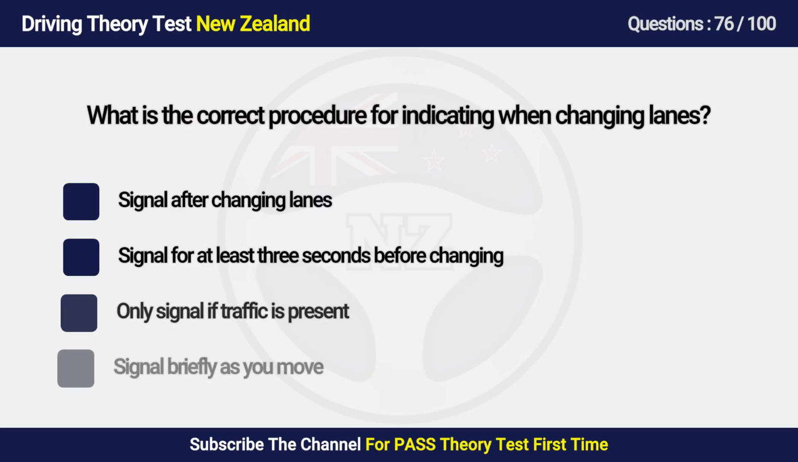Question 76. What is the correct procedure for indicating when changing lanes? A. Signal after changing lanes. B. Signal for at least 3 seconds before changing. C. Only signal if traffic is present. D. Signal briefly as you move.